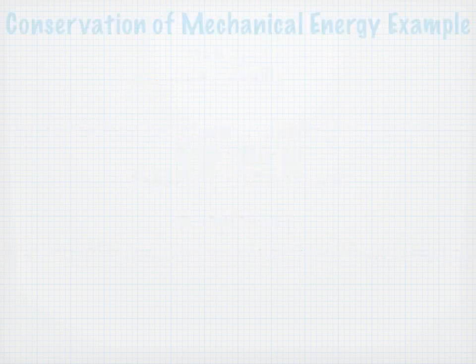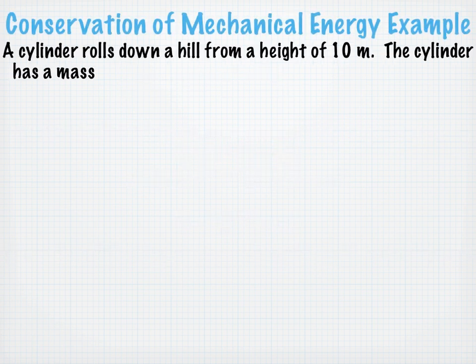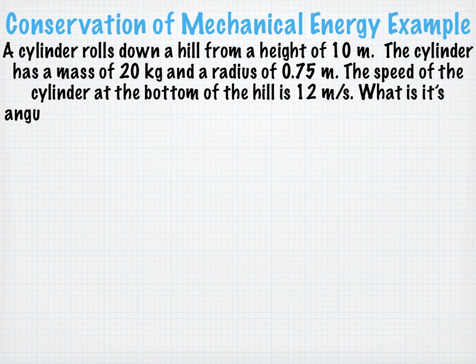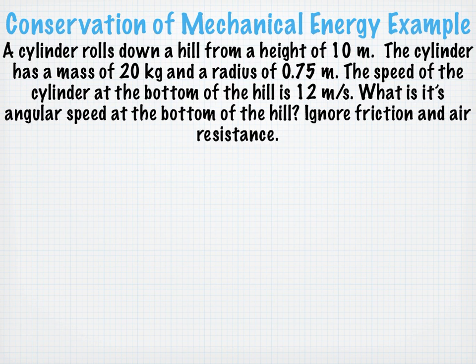Let's look at an example problem. A cylinder rolls down a hill from a height of 10 meters. The cylinder has a mass of 20 kilograms and a radius of 0.75 meters. The speed of the cylinder at the bottom of the hill is 12 meters per second. What is its angular speed at the bottom of the hill? Ignore friction and air resistance.